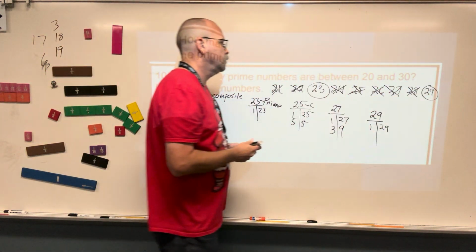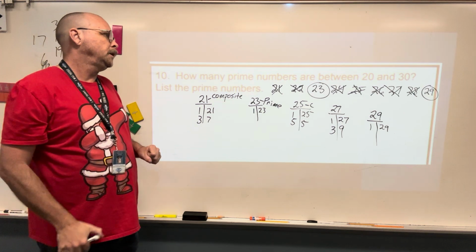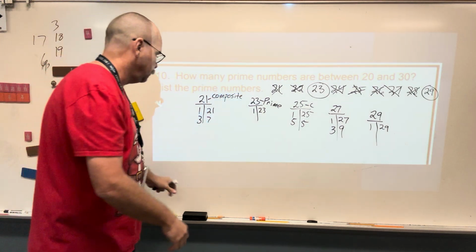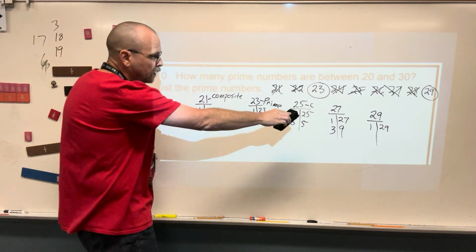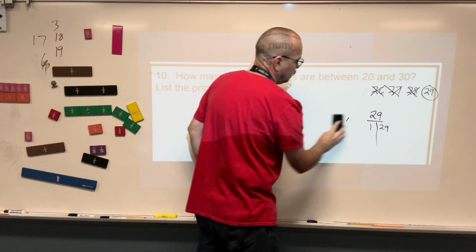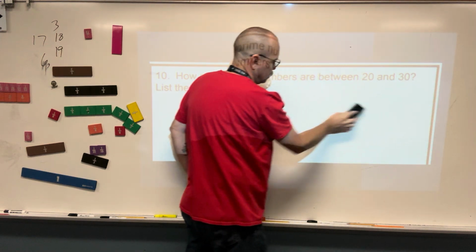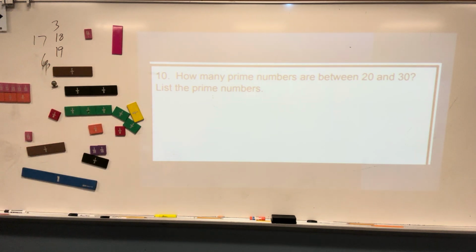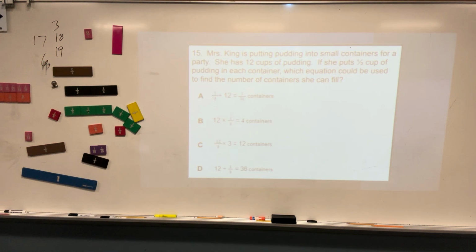So the prime numbers between 20 and 30 are 23 and 29. There's only 2 of them between 20 and 30 that are prime. And this is how you figure it out. Find the factors, the numbers that will divide evenly into a given number, or 2 numbers that multiply together, factor pairs. They multiply together to equal that number.